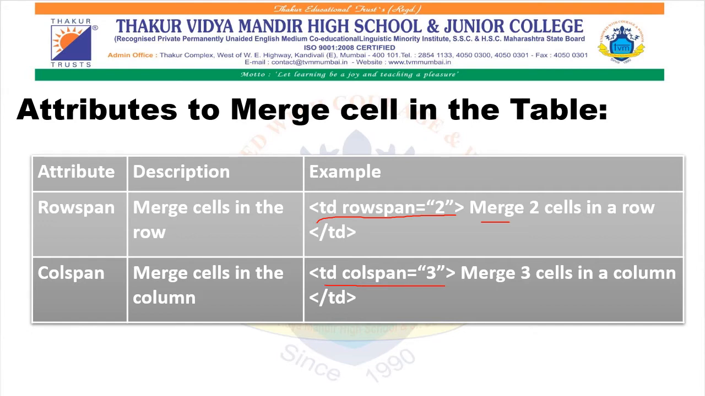This means, suppose we have 3 columns, one after another. In that particular column, we are going to combine 3 cells. That means, we'll see with the example here.